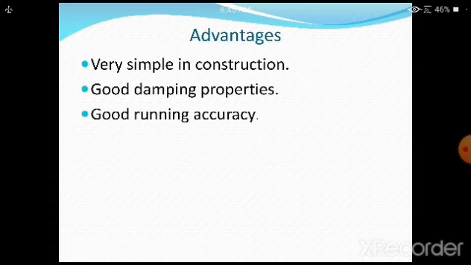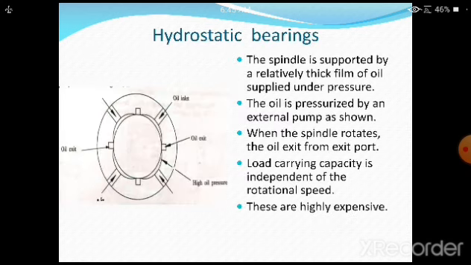So now let us understand the advantages of hydrodynamic bearings. They are very simple in construction, as you are going to see very clearly there. They have good damping properties, meaning vibration absorption: whenever the spindles are made to rotate within the bearing, the absorption capacity is good. And good running accuracy. All these are a few important advantages. Good running accuracy means that, though they are preferred for low load capacities, the axis is maintained properly. That is the main advantage of hydrodynamic bearings.